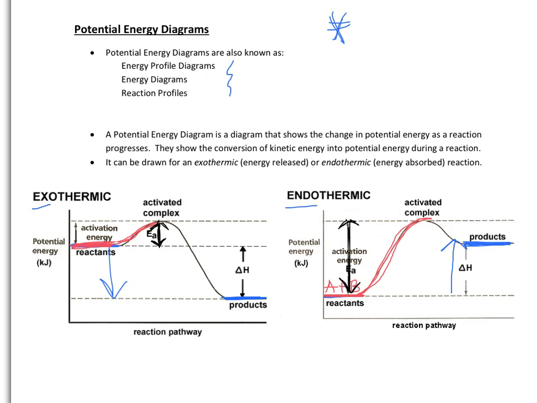The next region would be the activated complex, and the activated complex in both would be the very top of the curve. The top of the curve represents the point in which the bonds of the reactant particles are stretched to their breaking point. It is defined as an unstable group of atoms formed at the point where bonds are stretched to their breaking point. It has the highest potential energy.